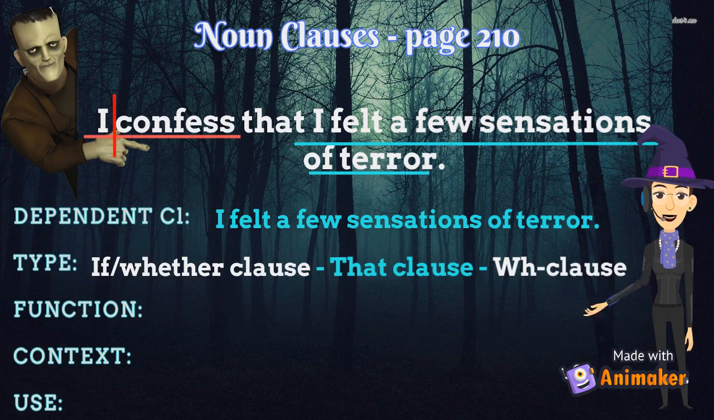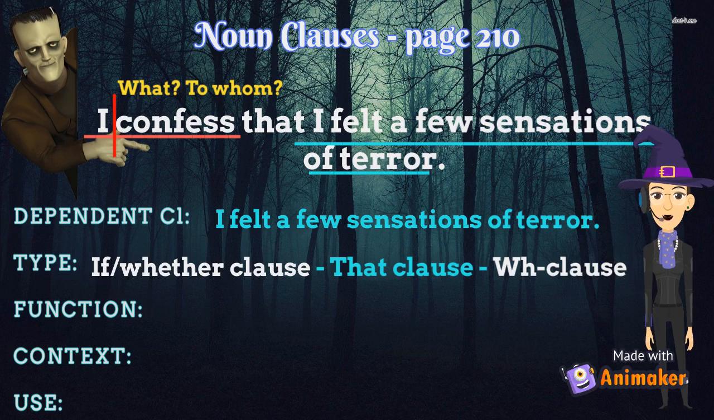Then, we need to know what type of verb is confess. For this, we need to ask, confess what? That I felt a few sensations of terror. To whom? To no one. That information is not given in the sentence. In this case, our clause is acting as a direct object because it answers the question, what? And the verbs that have a direct object are transitive verbs.